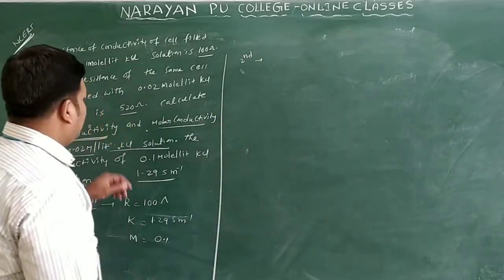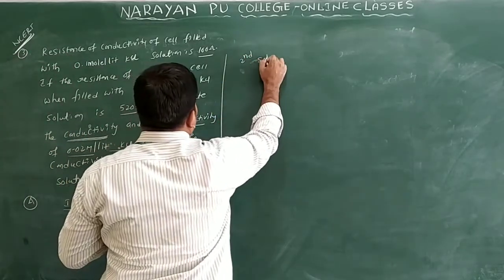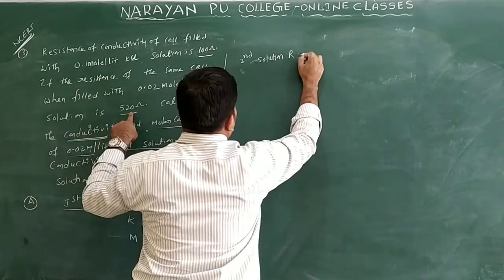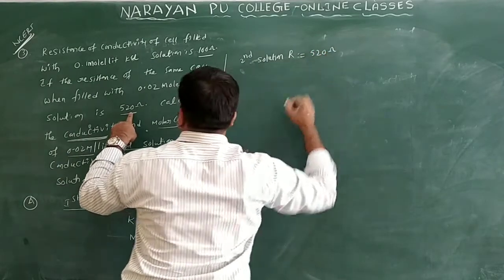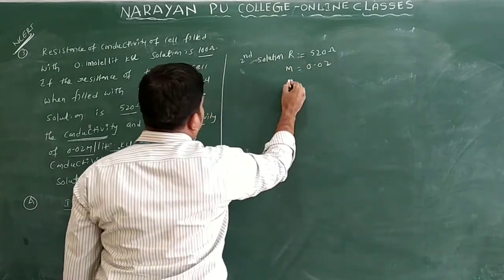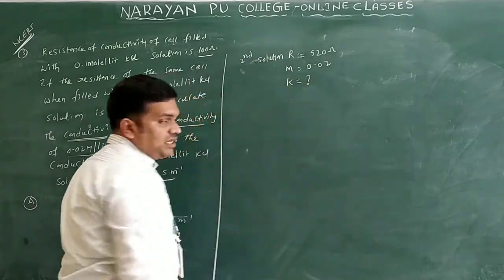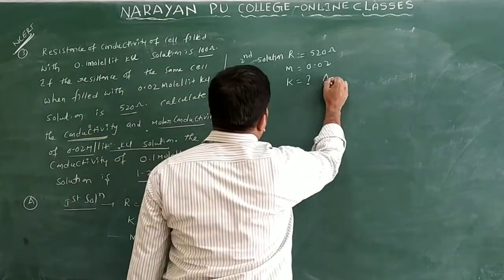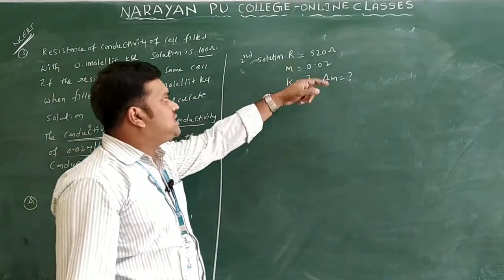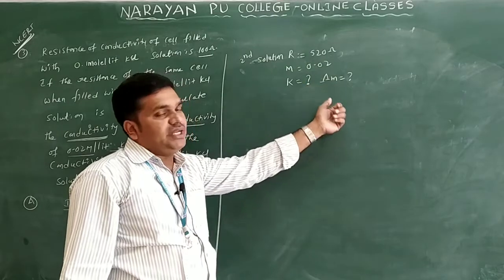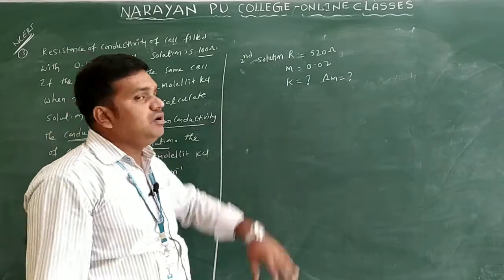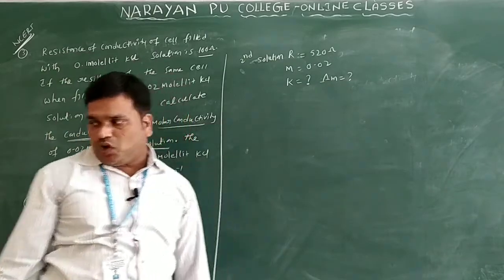For the second solution, the resistance is given as 520 ohms, and the concentration, or molarity, is 0.02. What are they asking? They are asking to find the conductivity K, and also the molar conductivity for this solution. Resistance is there, molarity is there, and we have to find conductivity K and molar conductivity. Finally, we have to find these terms from this problem.